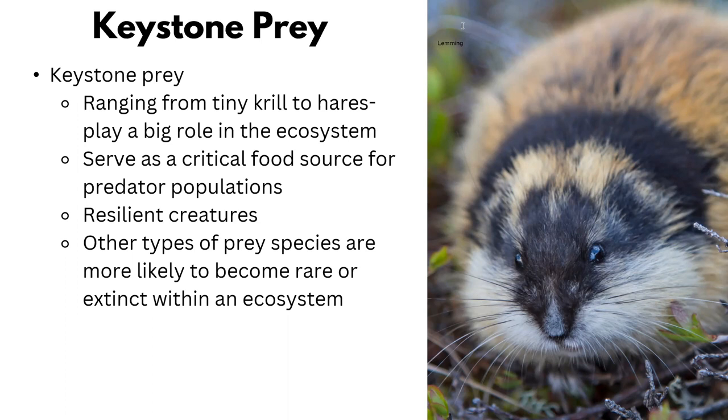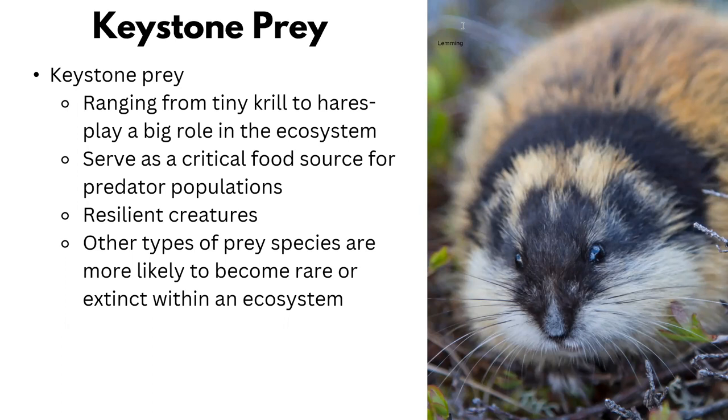Usually the keystone prey are also pretty resilient creatures. The picture that I have here is of a lemming. We don't have them in Nebraska, but they're quite prevalent in the northern regions of the United States and up even further. These guys get preyed upon a lot. Other types of prey species, not saying that they're not important if they're not a keystone prey, are more likely to become rare or extinct within an ecosystem. So these are things that are very, very important that they need to be there.